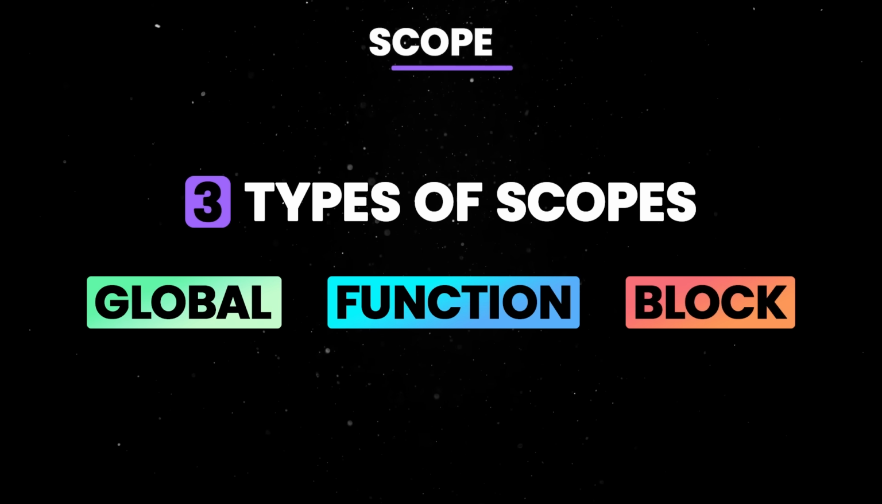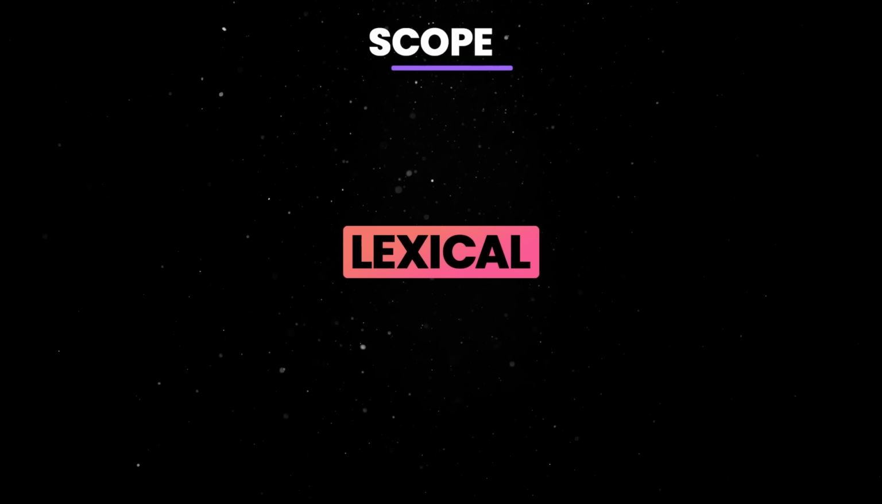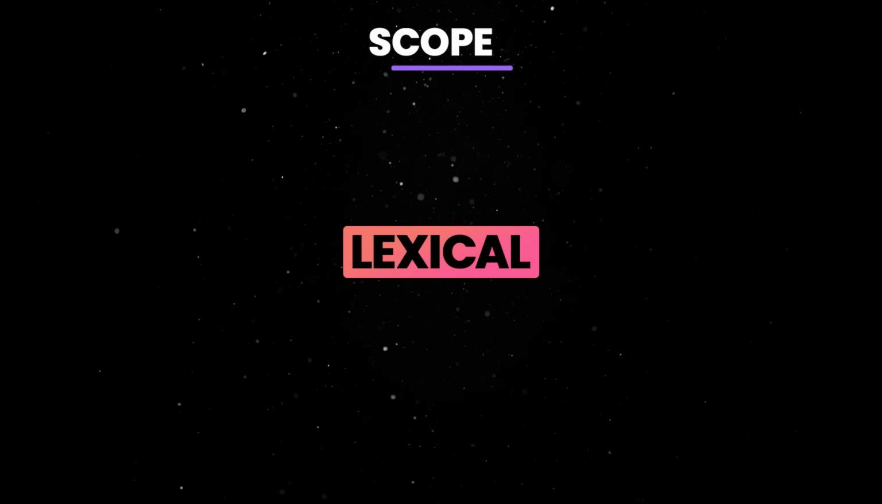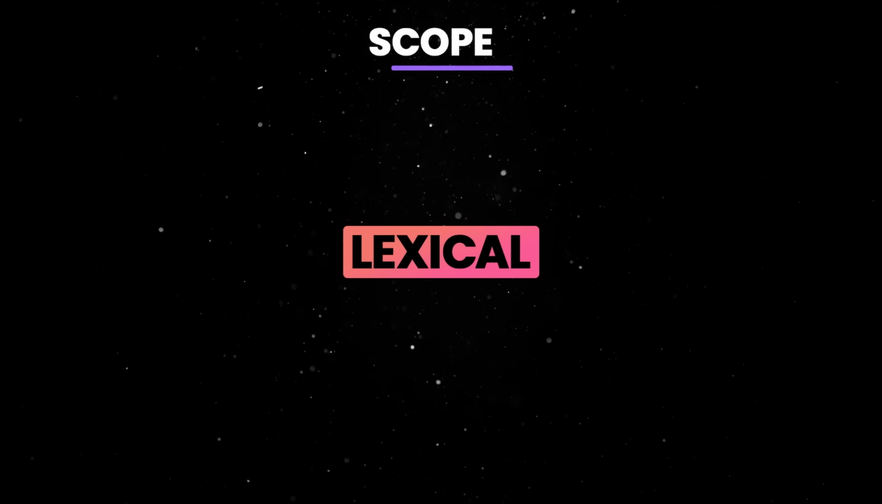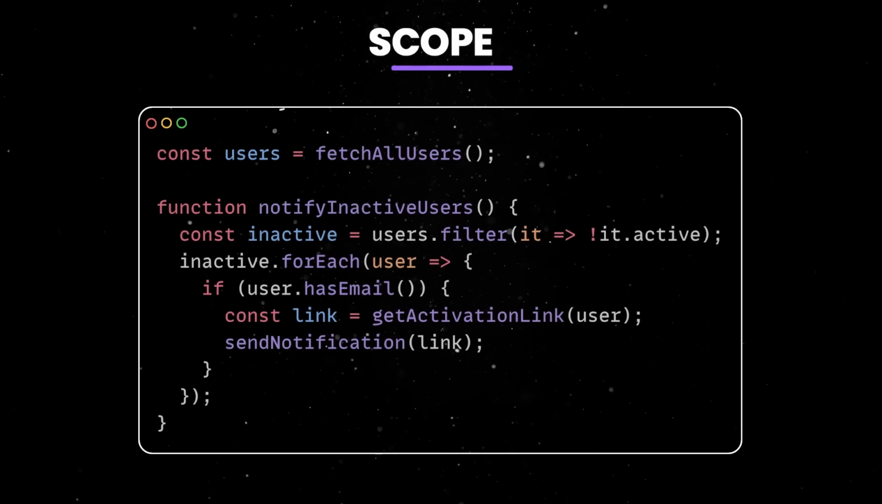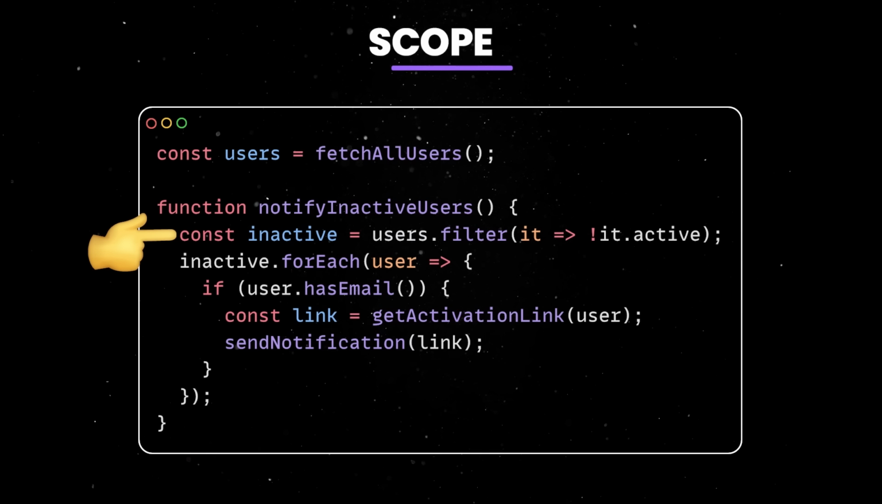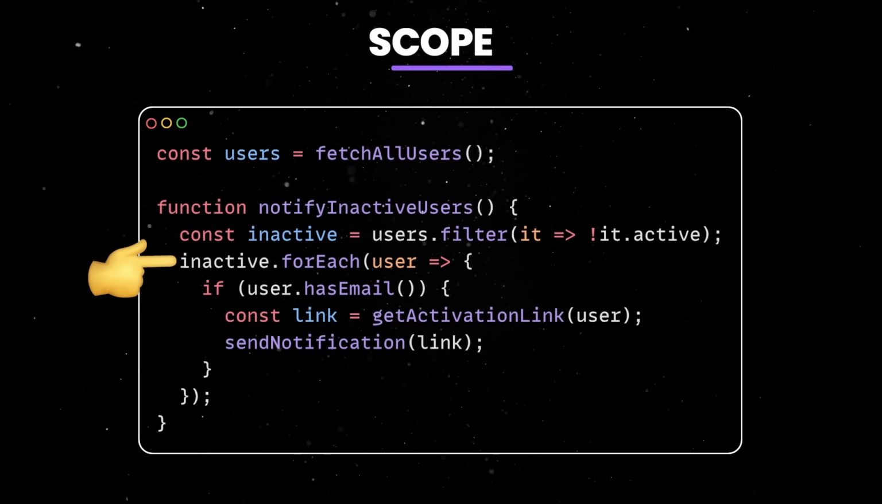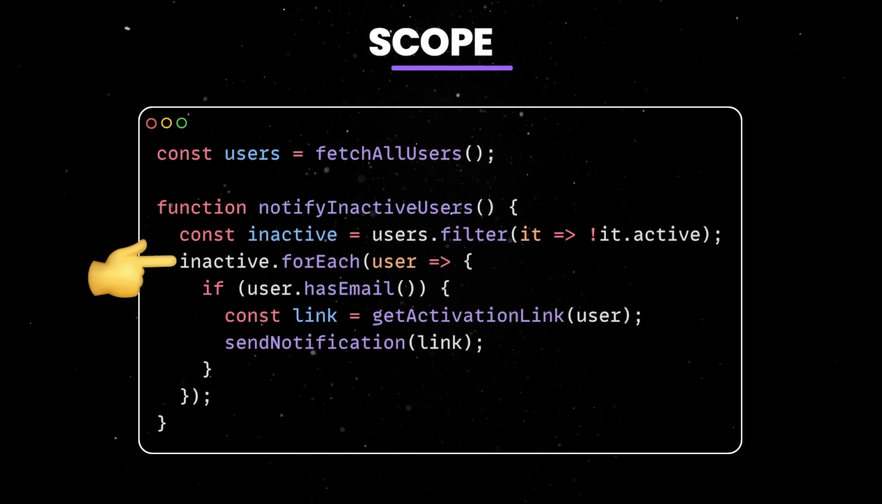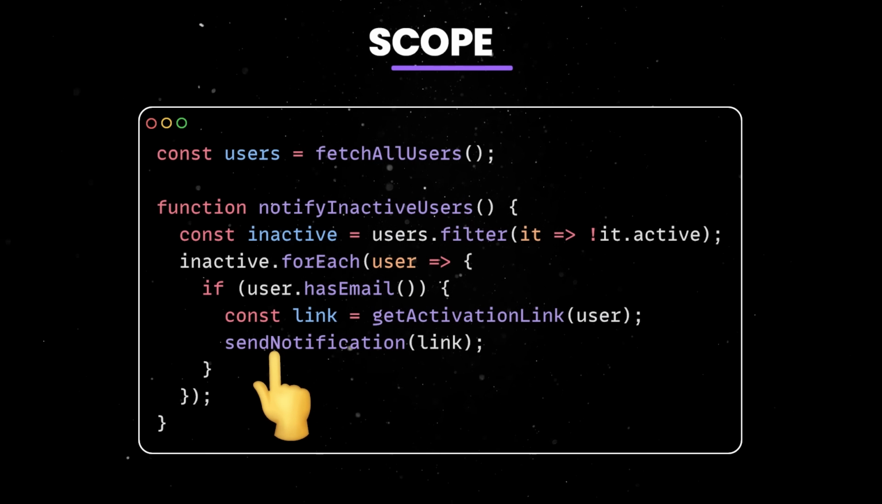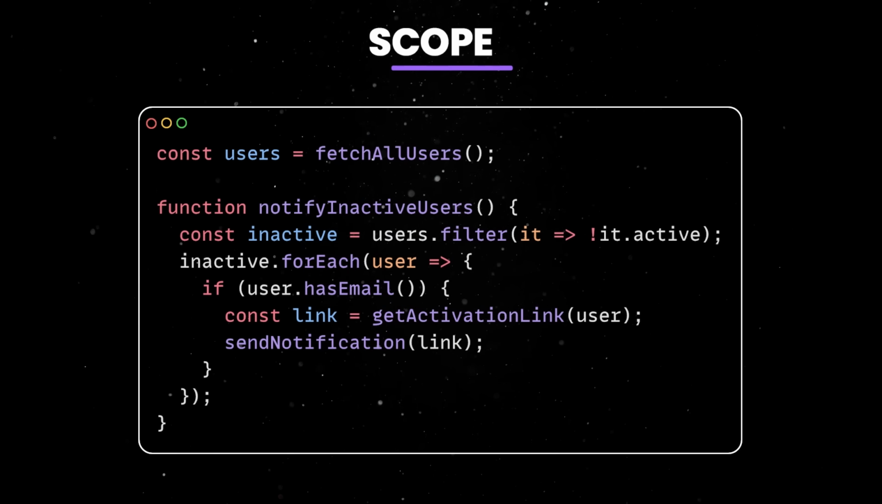On top of that, there is a 4th variation called the lexical scope we'll look into as well. To clarify things, let's take a quick look at the following situation. In a plain JavaScript file, we are defining a function called notifying active users. Inside this function, the inactive users are assigned using a const, and then the list is iterated. The forEach construct accepts a function as an argument where we are simply sending the notification message. So let's see what the scopes are here.